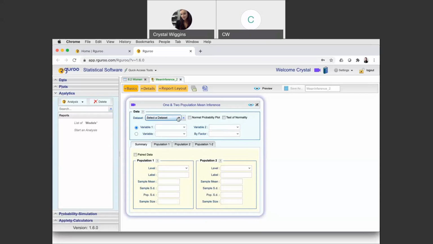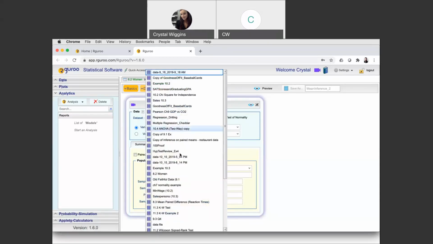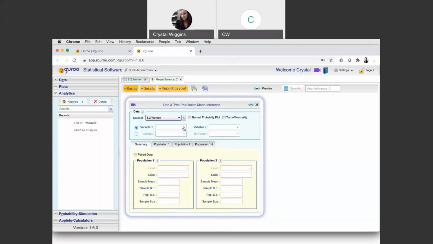I'm going to import the data set, 8.2 women. Select the first variable. The first population will be defined as women in therapy. Notice the values automatically get calculated for us when we have a data set. And I'll identify that the second population will be the women not in therapy. And again, their values also get calculated.